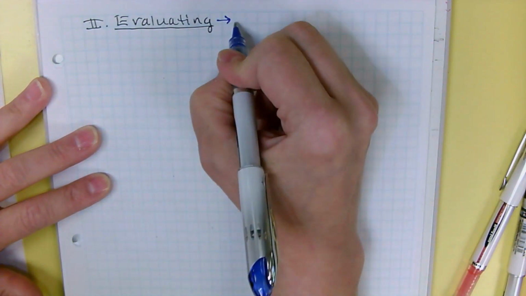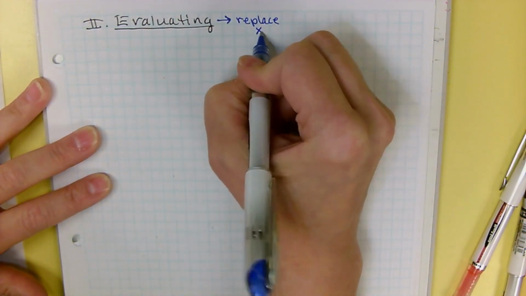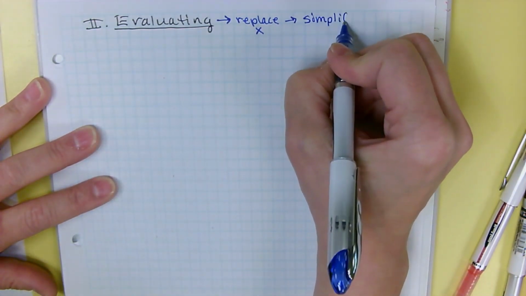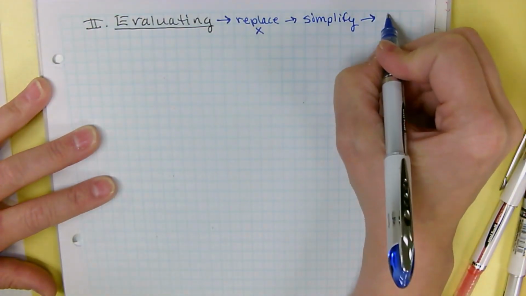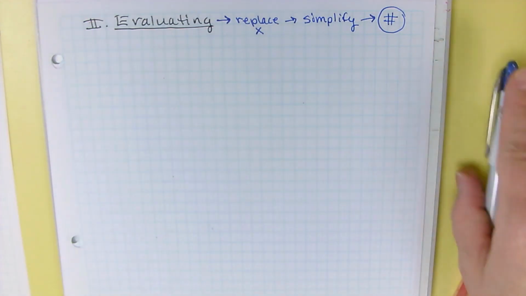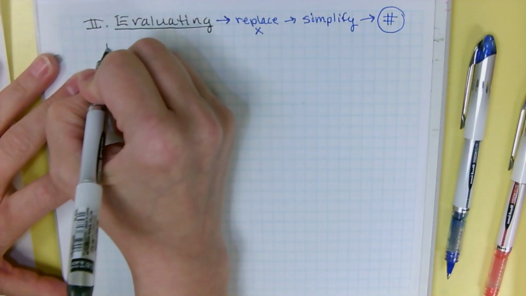All right, evaluating. The word evaluate tells you what you're supposed to do in the word. Evaluate is to get a value, which is to get a number. So what you're going to do when it says to evaluate is you're going to replace x with a number, and then you're going to simplify. And in the end, your answer is going to be a number because you've replaced all the x's with numbers. So all the x's are gone. So when you evaluate, your answer should automatically be a value or a number. Again, evaluate. If you just think about that word, it tells you exactly what you need to do.